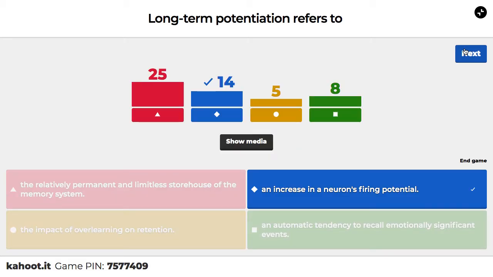Okay, so everybody go to number 19. Long-term potentiation is an actual physical change in your brain. It increases the likelihood that the neuron will fire. I had shown a picture of long-term potentiation where, before learning, there are only 3 receptor sites, and after a week of learning, there are 5 receptor sites. So now there's more chance of it firing because there are more receptor sites. That's what we're looking at with long-term potentiation. The relatively permanent and limitless storehouse of the memory system would be long-term memory. This is asking about long-term potentiation.